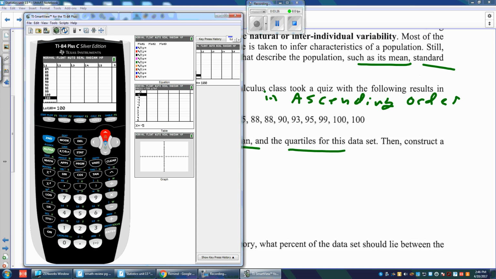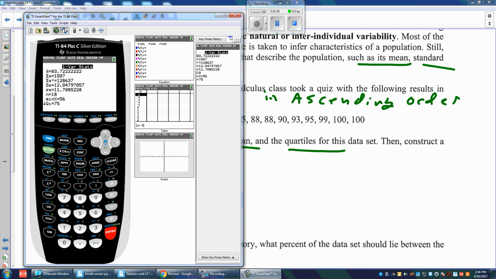So we hit stat, we hit edit, then we hit stat again, go over to calculate, one variable statistics. Since we only entered in one list, we have to choose one variable statistics, hit enter 3 times to calculate, and there we have it. The first one, X bar, is 83.7.